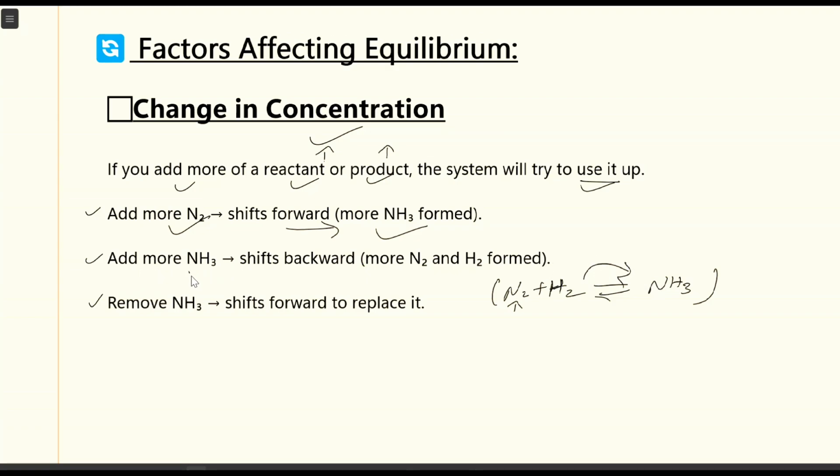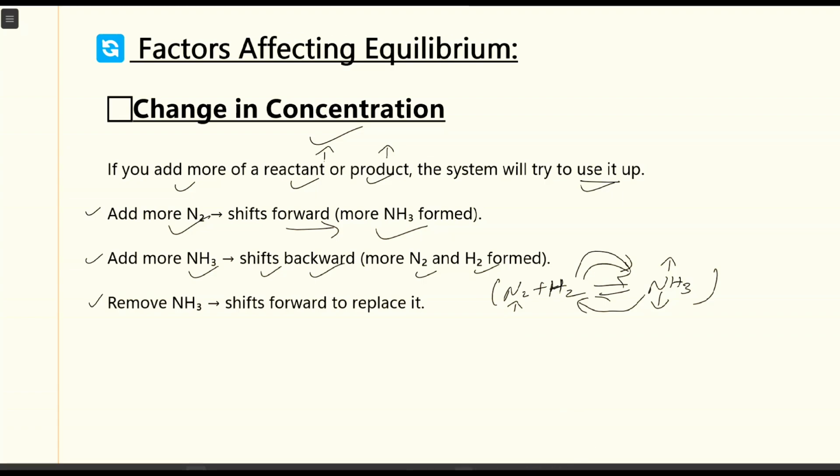Similarly, if more ammonia is added, what will happen? The backward reaction will increase. More N2 and H2 will form, right? So if more ammonia is added, the equilibrium shifts backward, that is, more N2 and H2 are formed. Similarly, if ammonia is removed, then to replace this ammonia, more N2 and H2 will react. So the reaction will again go in the forward direction. I hope you understood it properly.